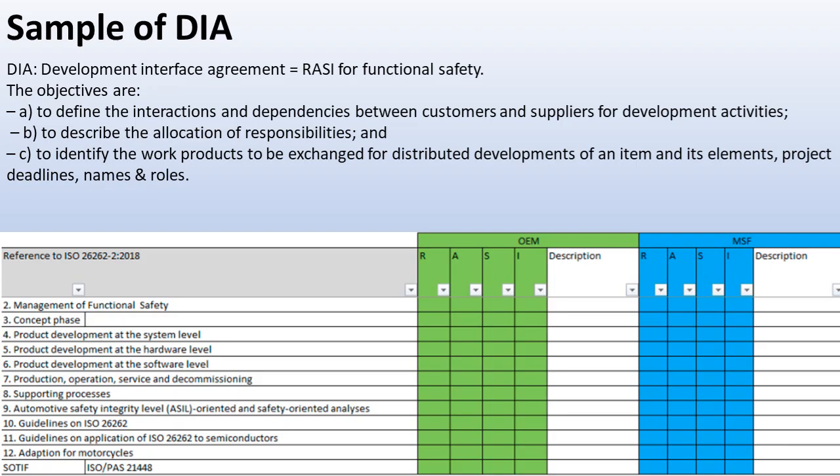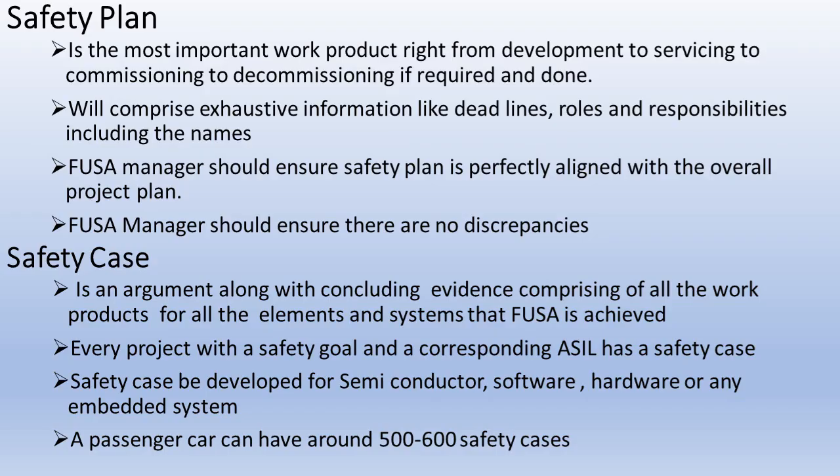And sometimes in this DIA, some names will come from suppliers, some names will come from the customers. As I mentioned, a clear-cut definition of which aspects will be taken care of by the customers, and which aspects will be taken care of by the suppliers, will be clearly mentioned and finalized here. And the reason is there should not be any further ambiguity as the project progresses.